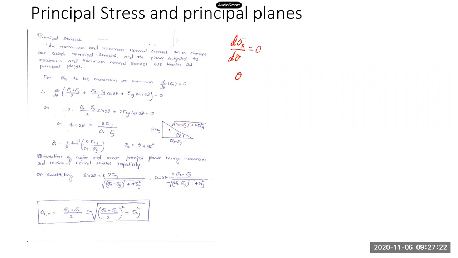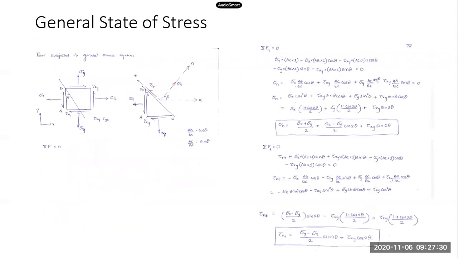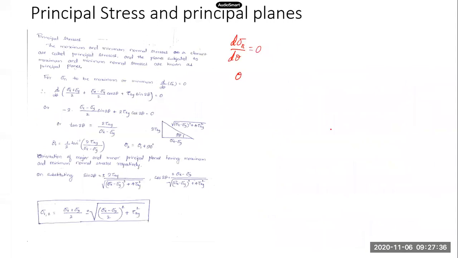Now, keeping this triangle as my reference, I have found sin 2θ and cos 2θ. When I substitute them back in this equation of σn, that will give me the maximum and minimum normal stresses. Why are they the maximum and minimum normal stresses? Because these are the stresses acting on the principal planes. This condition gave us the orientation of the principal plane. Whatever stresses act on this plane will be the maximum and minimum stresses. So that is how it came.